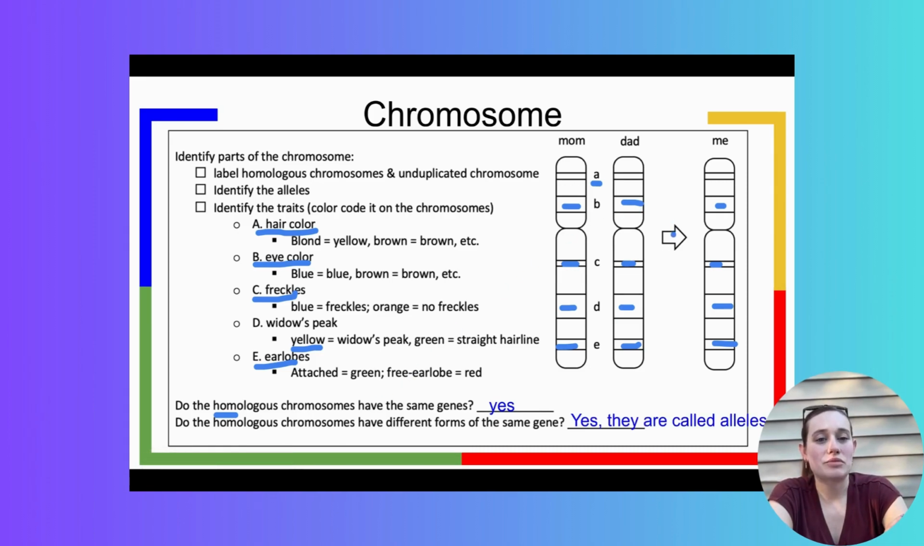So they have the same genes. So you have gene A, B, C, D, and E. However, there are different forms of that same gene, and we call those alleles.